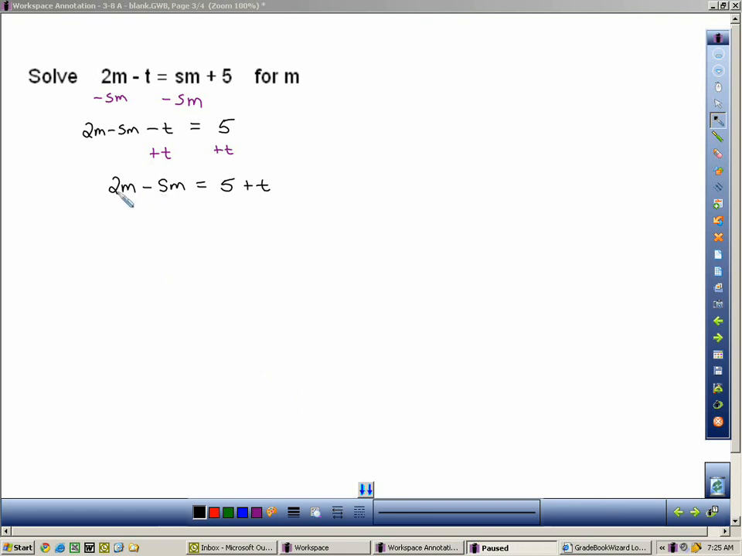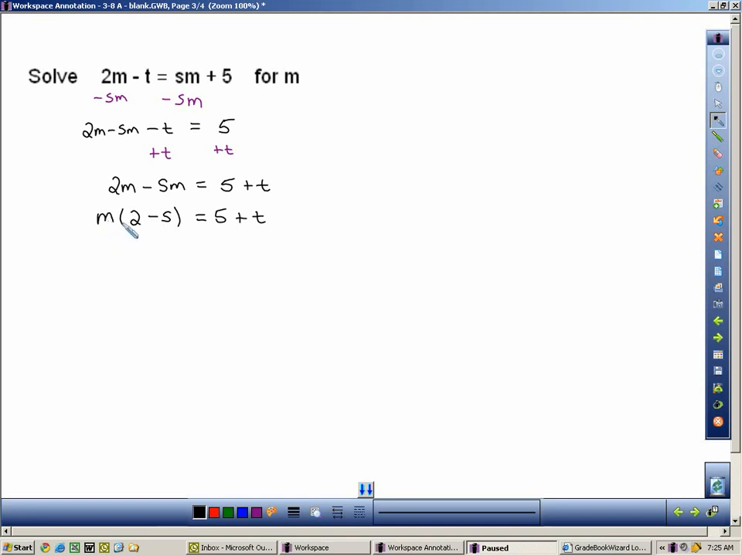If you notice, these two terms both have an m in common. So what I can do is factor out a GCF. I can factor out a greatest common factor of m. I can take the m out of that. And if I do, what I'm left with is m times (2 minus s) equals 5 plus t. And now I actually can isolate this m.